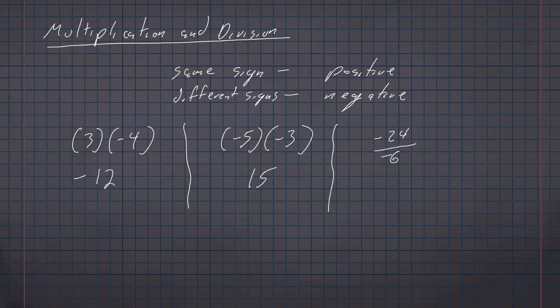Negative 24 divided by negative 6. Well, 24 divided by 6 is 4. Negative divided by negative are the same sign, so the result is positive. Negative 24 divided by negative 6 is positive 4.